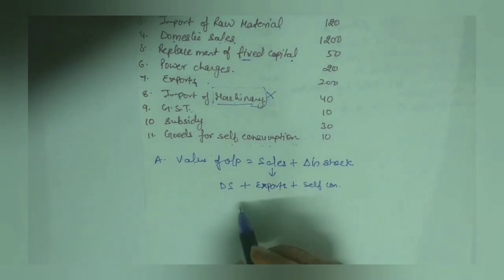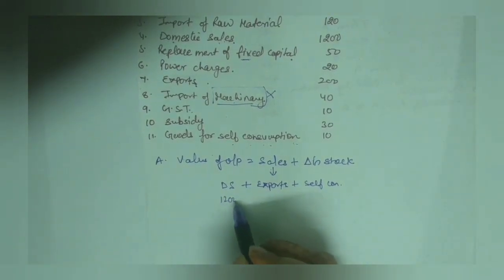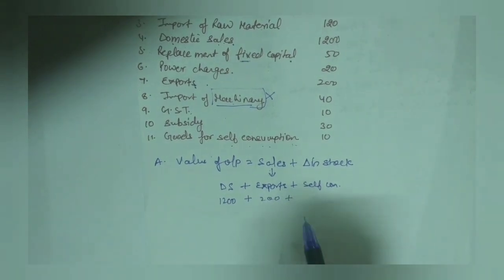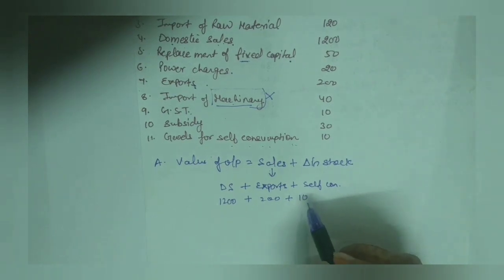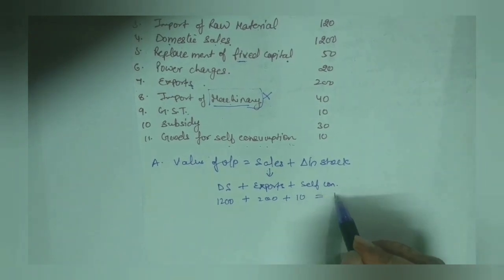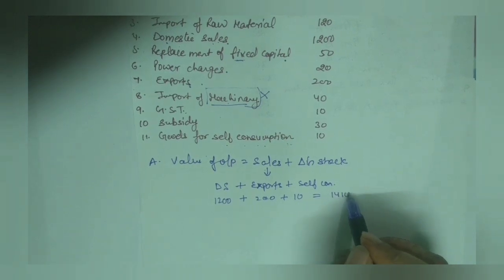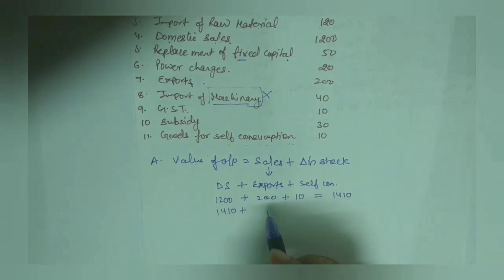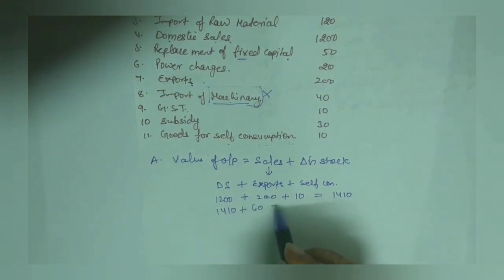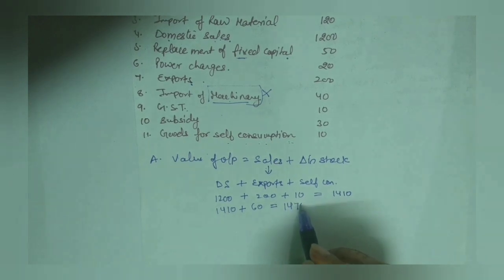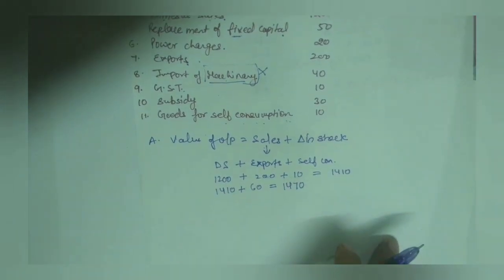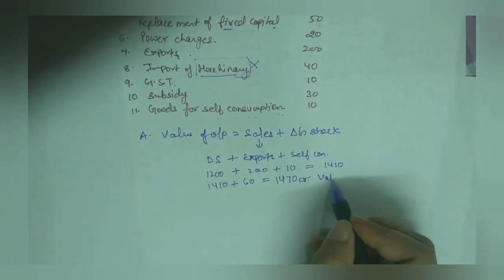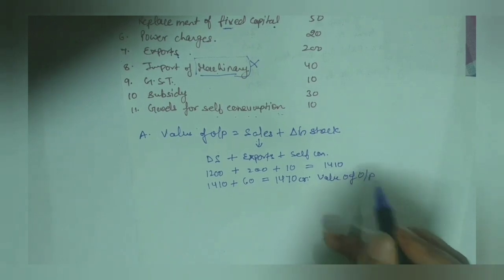Your values are now here. Domestic sales is 1200 plus export 200 plus goods for self consumption is 10. So that will be equals to 1410. Now we'll add here change in stock. Your change in stock is given as here 60. So your total value of output is 1470 rupees crore. So this will be called value of output, right?